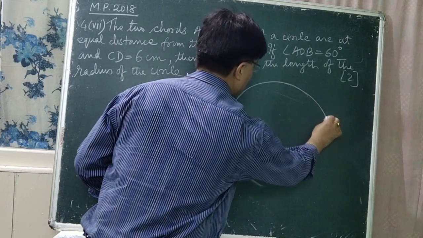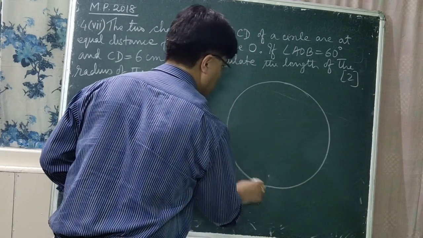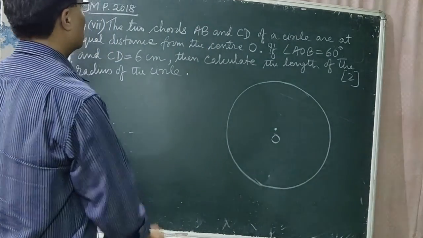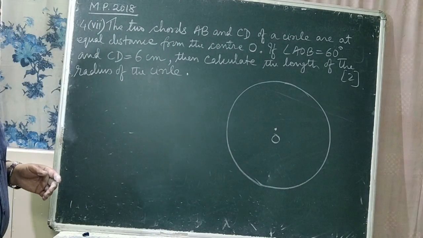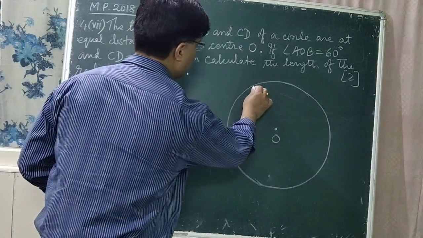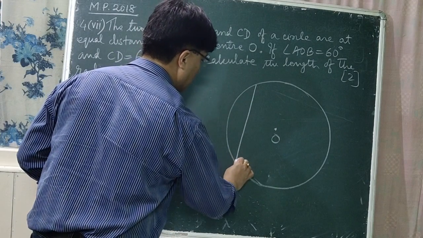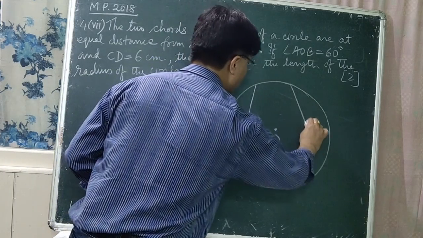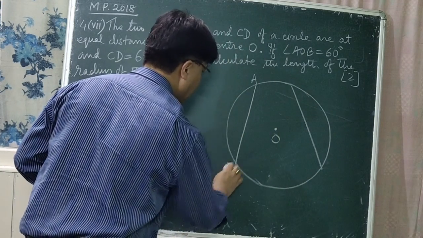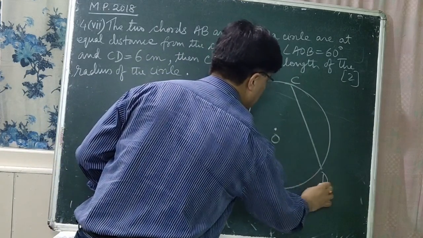So this is the circle. This is the circle with the center O. Right? So there are 2 chords AB and CD which are at equal distance from the center O. This is A, B, C, D.